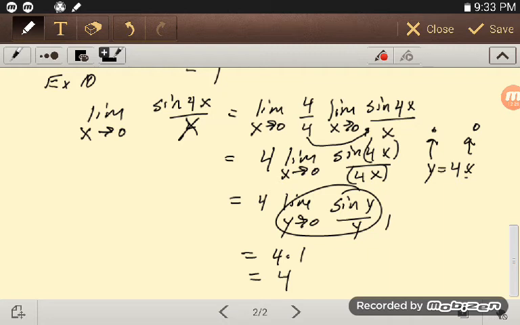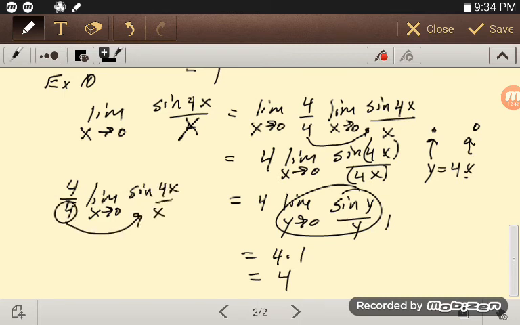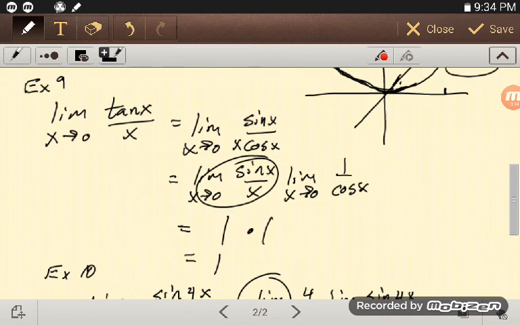Now, back here, I realize that I didn't actually have to put this limit on here. I could have just said 4 over 4, that's 1, times the limit as x goes to 0 of sine of 4x over x, and then moved that 4 inside, and that would be fine. I didn't actually need to put that limit sign on there. But those are examples using these trig identities to look at limits, and here's an algebraic identity.